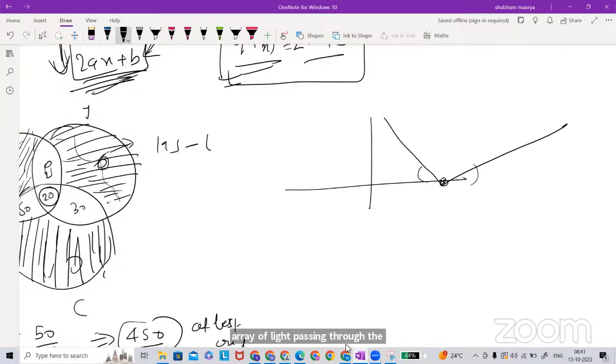The question is: a ray of light passing through the point A(1, 2) is reflected at a point B on the x-axis, and then passes through the point (5, 3). Find the equation of line AB.